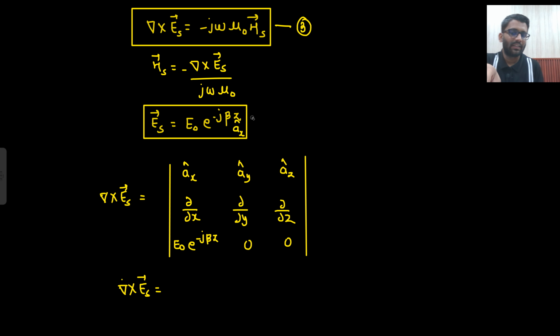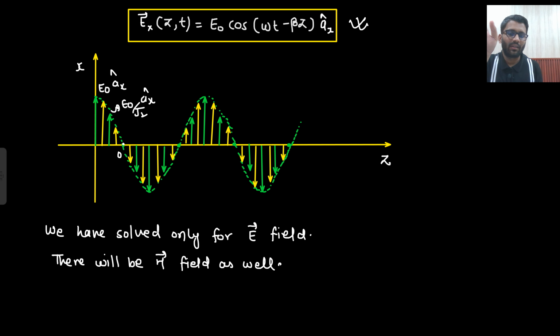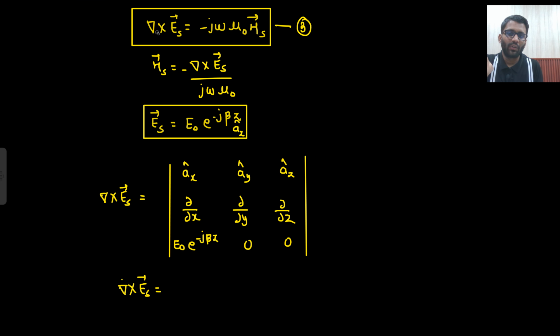Do you have the expression of Es? Yes, this was the expression of Es: E naught e to the power minus j beta z Ax cap, with the Ax cap direction also put in. So what will be your Hs?